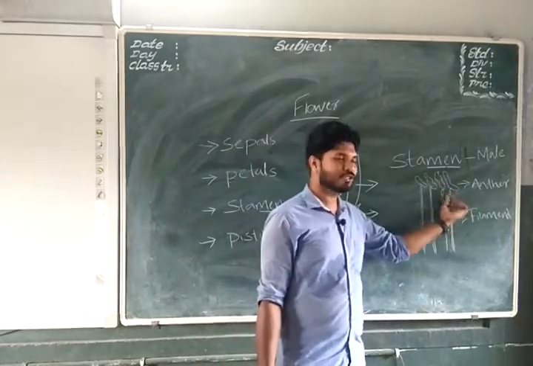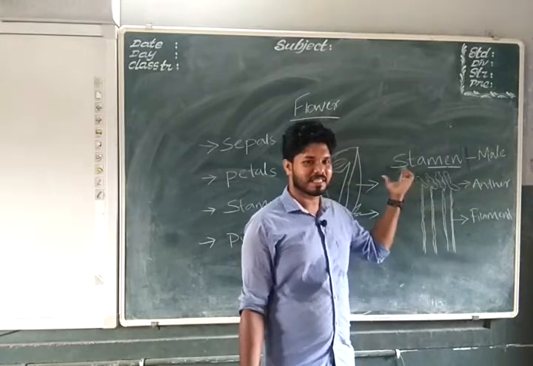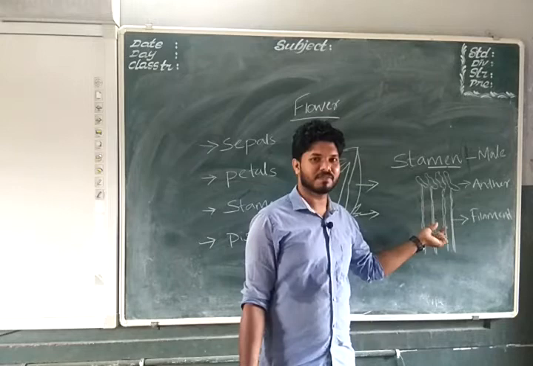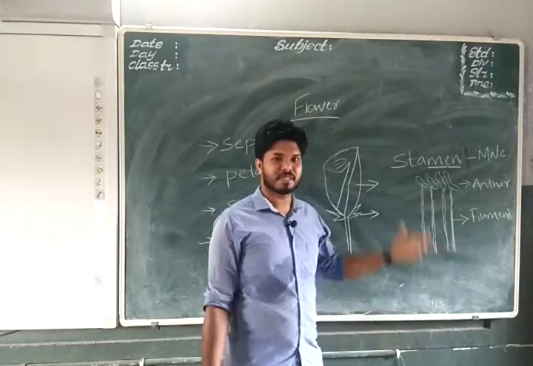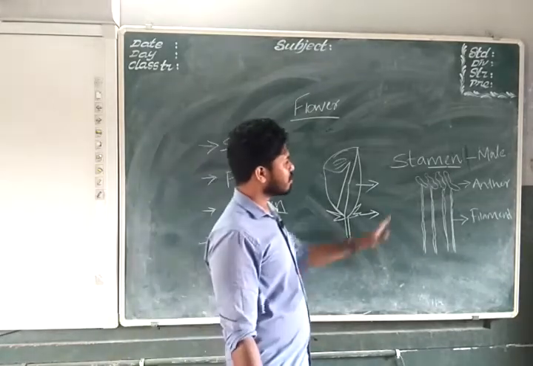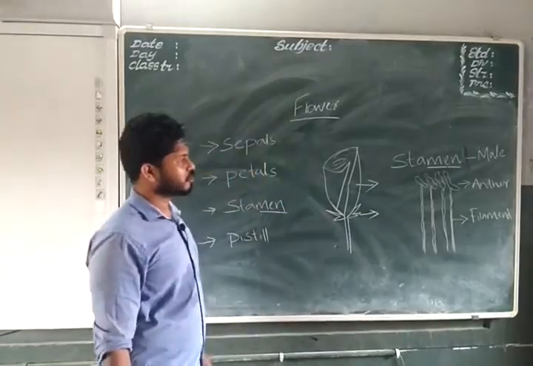And filament is the tube-like structure present in the stamen. Anther is the portion just above the filament which bears the pollen grains. Mostly it is in yellow color. So that's all about the male reproductive part.